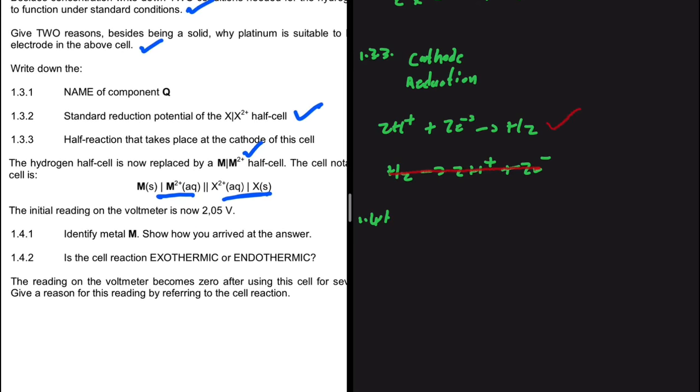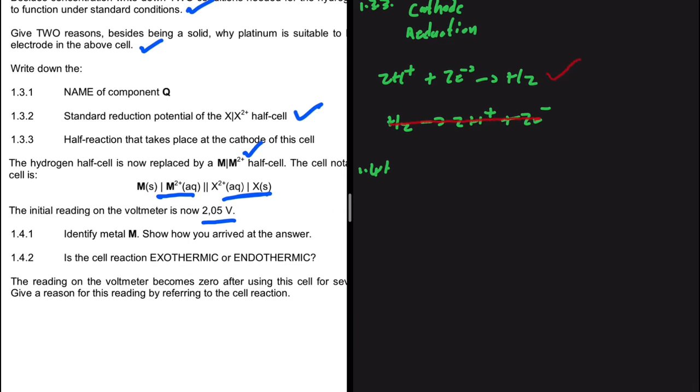What is the initial reading on the voltmeter? It is given as 2.05 volts. And the first question: identify metal M. Show how you arrived at the answer. What information do we have? We know that the initial EMF of the cell is 2.05.